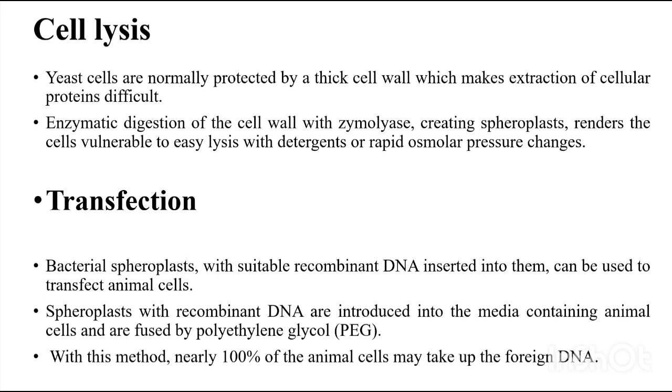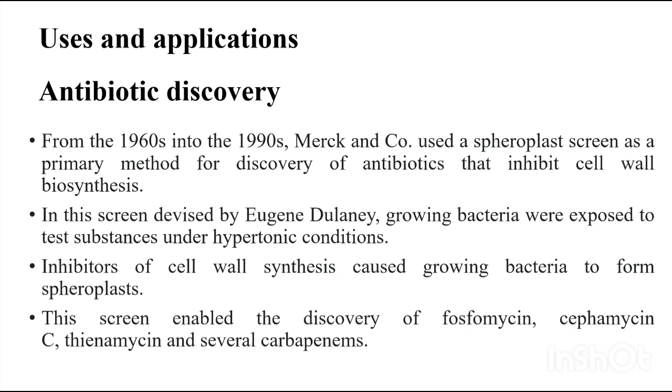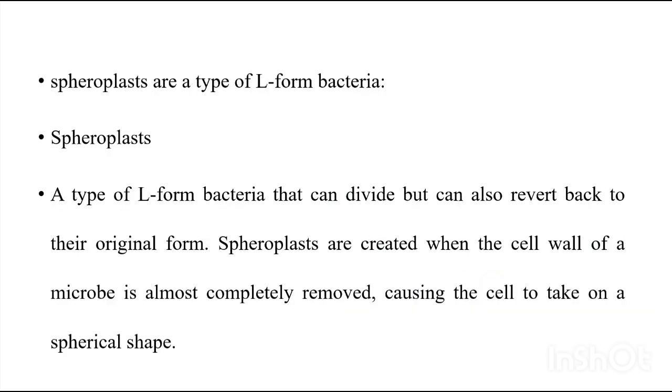Then spheroplast with recombinant DNA are introduced into media containing animal cell and then fused by polyethylene glycol. And with this method, nearly 100% of animal cells take up the foreign DNA. That means the animal cells can be made competent to uptake the foreign DNA. So in this way, this spheroplast has different functions. So basically it is all about spheroplast.